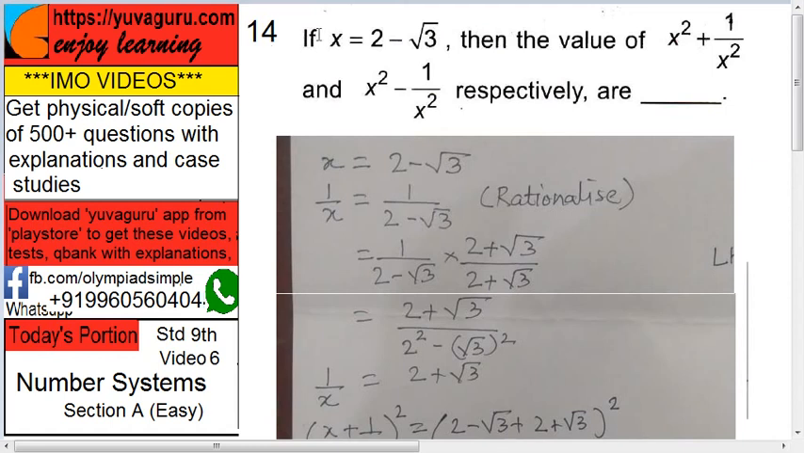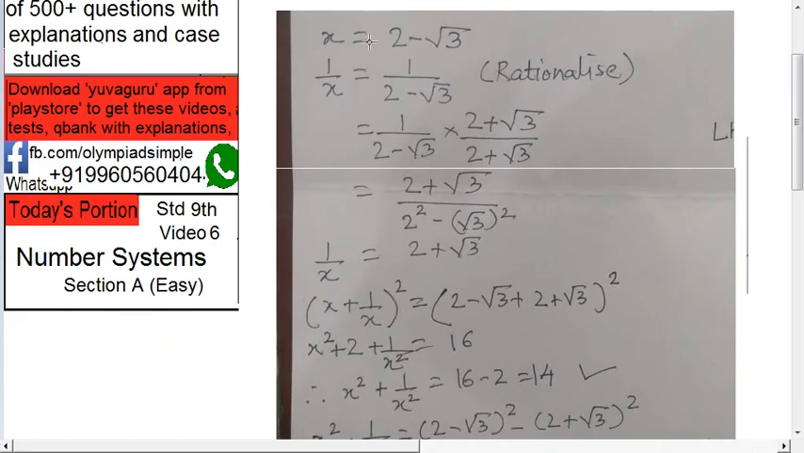If x equals 2 minus root 3, then find the value of x square plus 1 by x and x square minus 1 by x. Given x equals 2 minus root 3, so 1 by x equals 1 upon 2 minus root 3. Rationalize this, meaning the denominator should be 1.